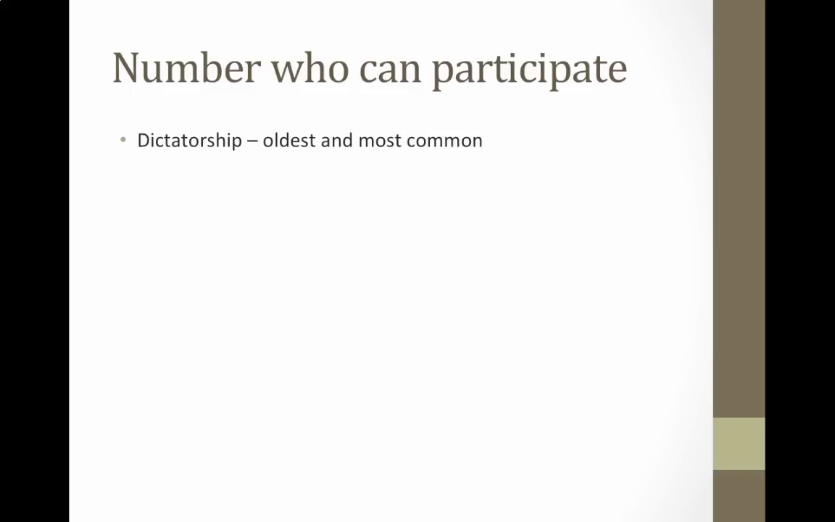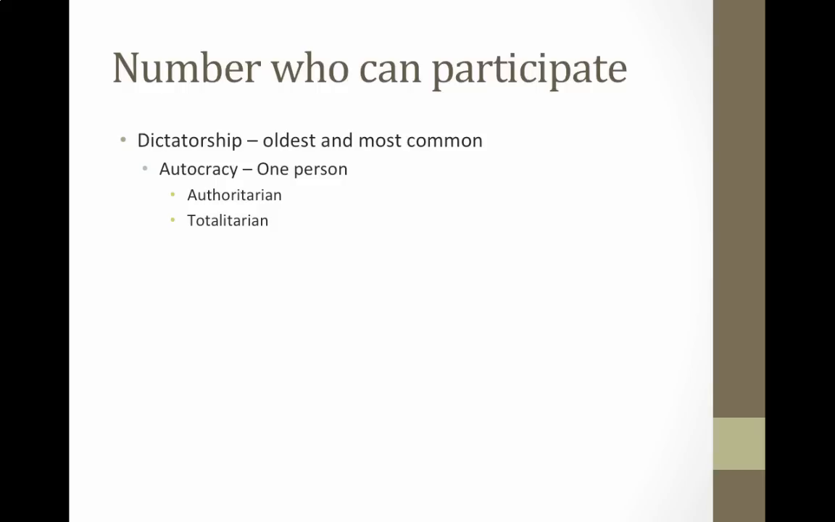Second, under number who can participate, we just looked at the largest number in terms of democracy where everyone can, to a dictatorship. And a dictatorship is the oldest and most common form. And this is basically where a small group of people or one person participates in the lawmaking and in the enforcing of laws. You have autocratic dictators, and this is where there's one person. Adolf Hitler was an autocratic dictator. If you did not do what Adolf Hitler wanted, he made the rules, he made the laws, enforced the laws, interpreted the laws. He was the government.